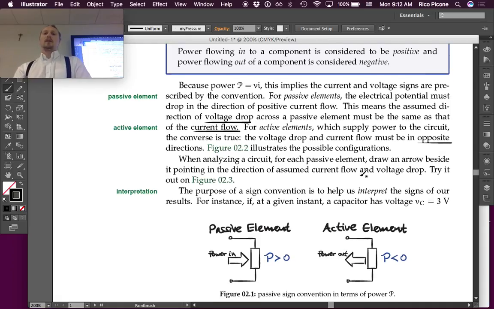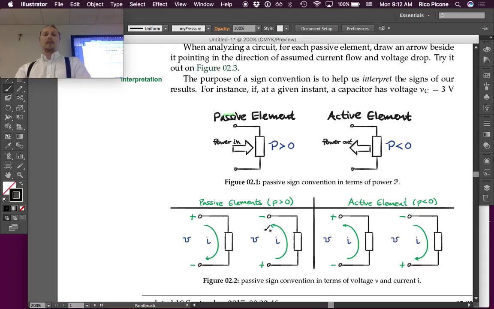Figure 2.2 illustrates the possible configurations. So on the left, we have passive elements. And for a passive element, the direction of voltage drop is from a plus sign to a minus sign. That's the way we write it on there. So this is just any element. It could be a resistor, a capacitor, an inductor. The voltage drop across it, we have to draw the arrow of the assumed current flow in the same direction as the voltage drop. So if we drew the voltage drop from plus to minus this way, the current would have to go that way. If it goes from top to bottom plus minus, the current goes that way.